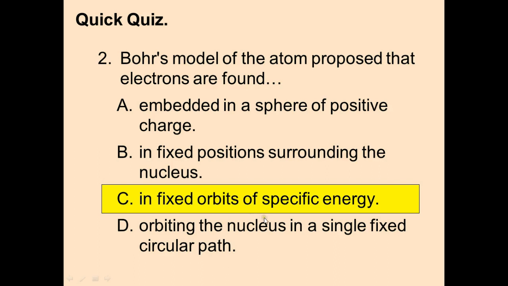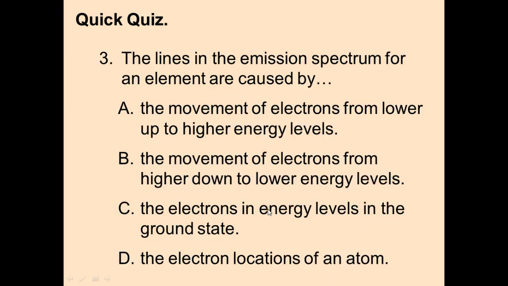And 3, the lines in the emission spectrum of an element are caused by A, the movement of electrons from lower up to higher energy levels. B, the movement of electrons from higher down to lower energy levels. C, the electrons in energy levels in the ground state. Or D, electron locations of an atom.